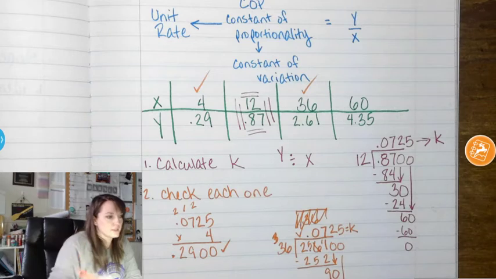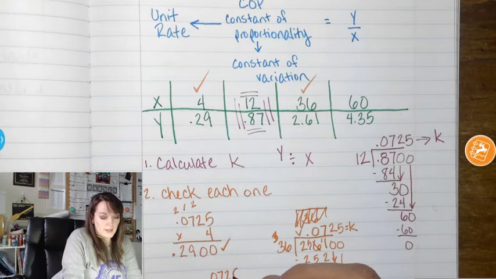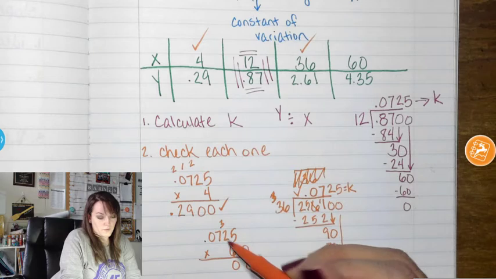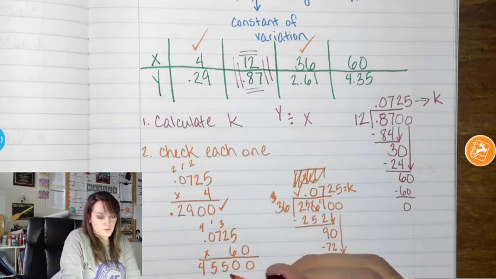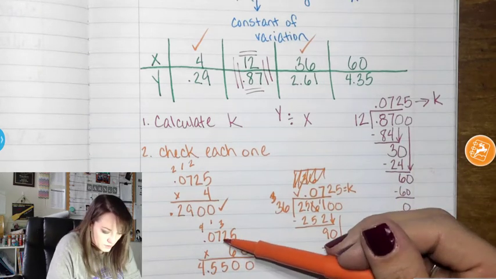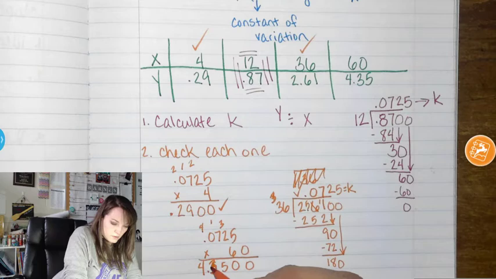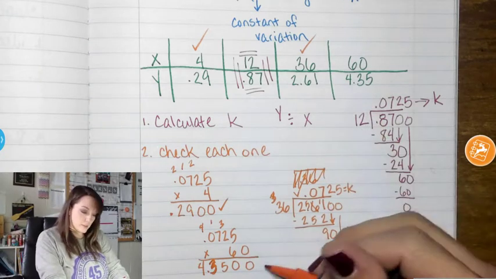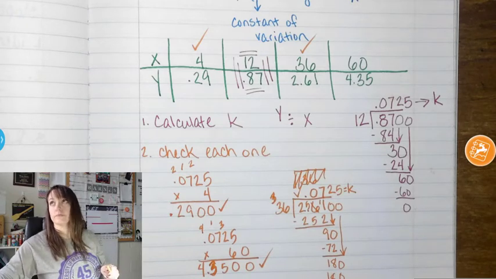Multiplying seems easier to me, but that's a personal preference. So 0.0725 times 60. Hang off that 0 so I don't have to mess with it. Oh, wait, what did I mess up? Oh, that should be 43. 42, 43, then 4. So 4.35. So they all check. So this is a direct variation. And that's pretty much it.